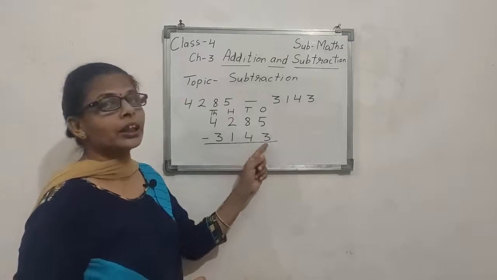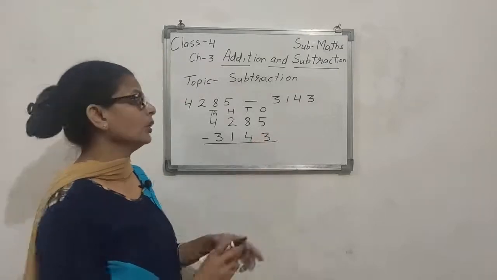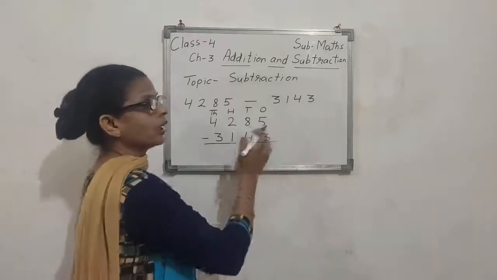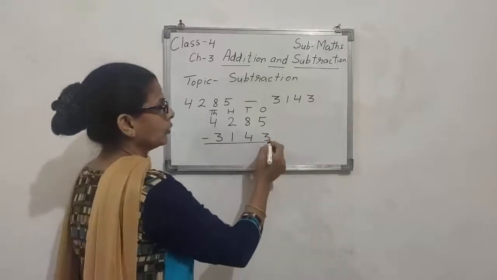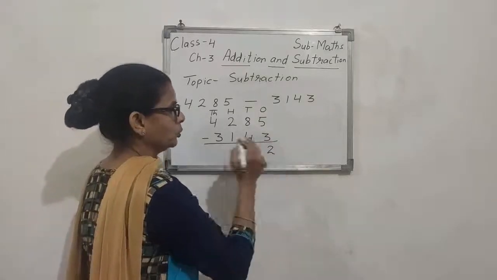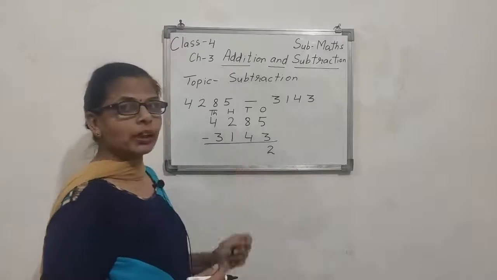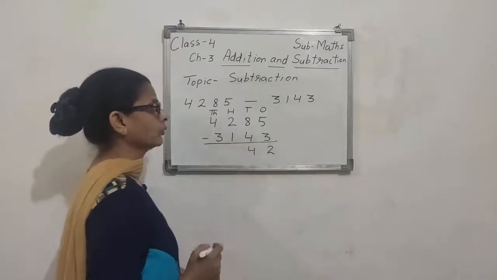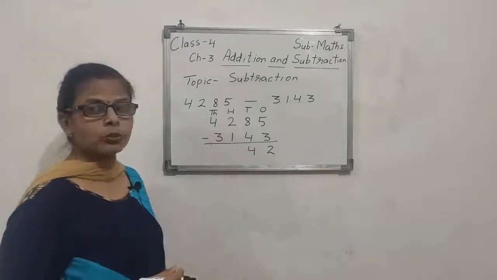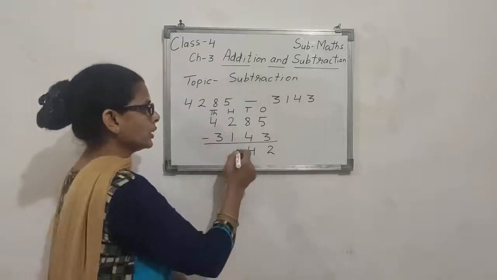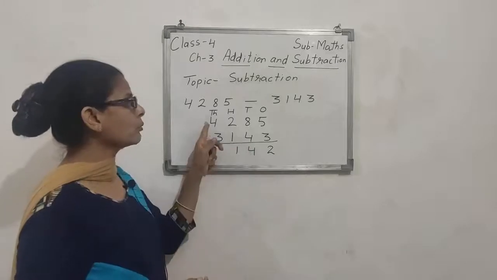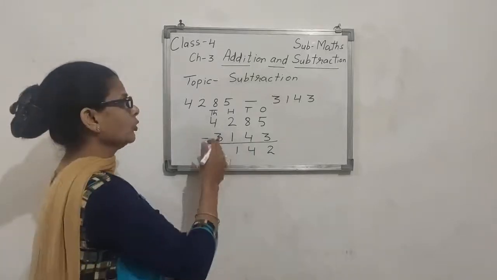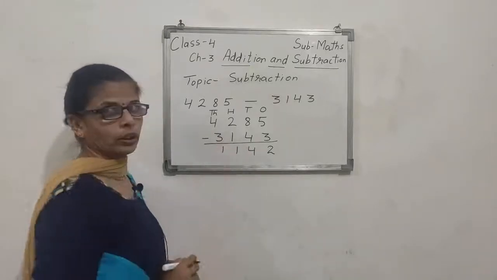Now 3 can be subtracted from 5, right? Because 3 is smaller and 5 is bigger. So 5 minus 3 is 2. 4 can be subtracted from 8. So 8 minus 4 is 4. 1 can be subtracted from 2. So 2 minus 1 is 1. 3 can be subtracted from 4. So 4 minus 3 is 1.